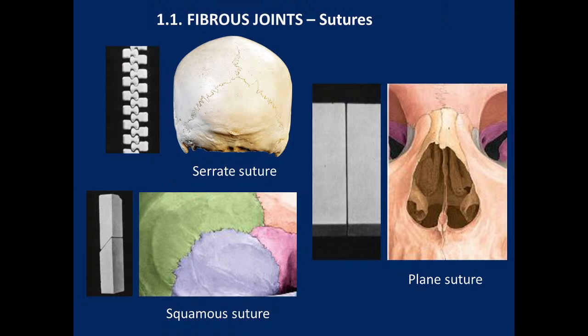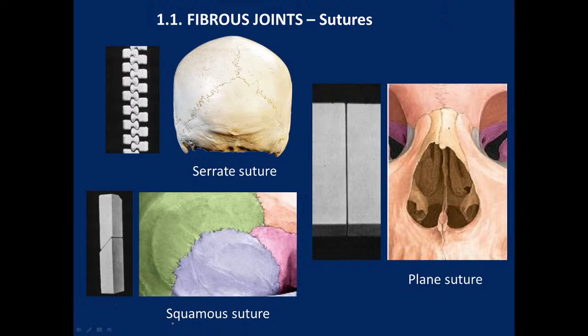Those are serrate sutures, and as you see, it looks like a zip because there are a lot of angles and a lot of processes that keep each other, and it really looks like dentures in the mouth, so we call them serrate joints.